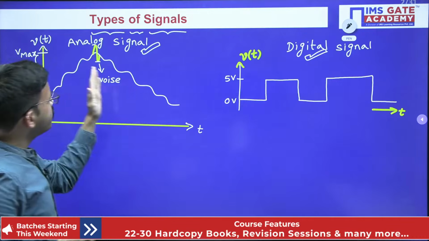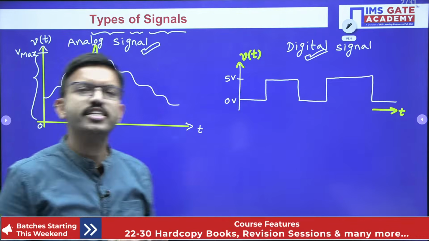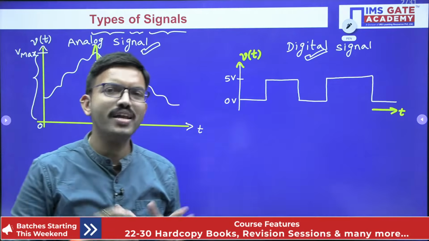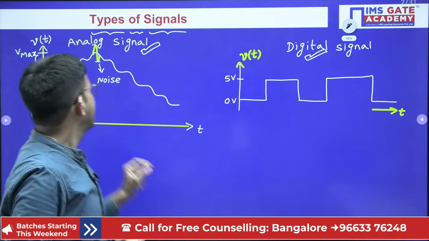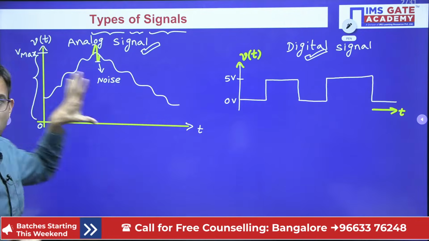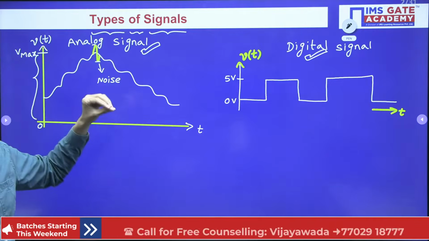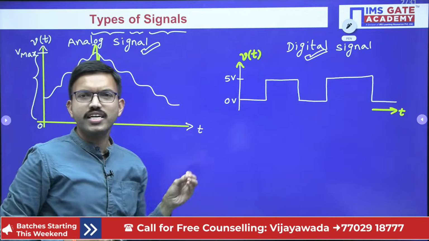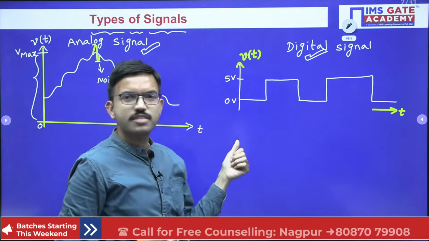For each and every iteration, if you have to do this, it will take more time. That means the complexity is increasing. So that is a drawback in the analog signal in order to remove the noise part. Now, how easily can we remove the noise when we are transmitting the digital signal?